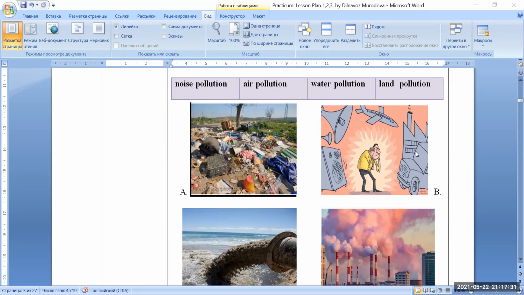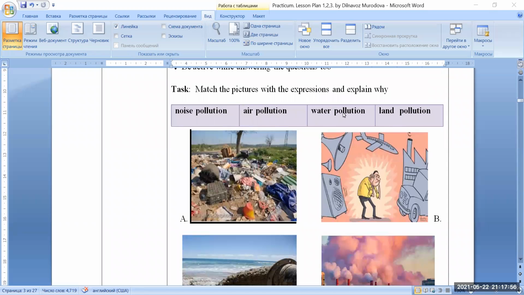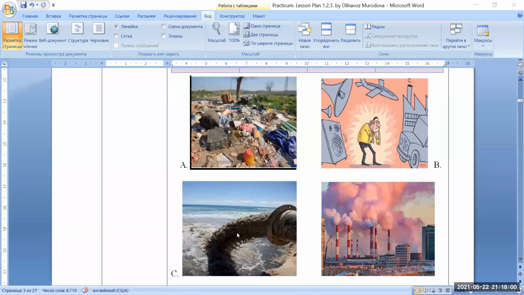The noise of the technology, cars, the speakers. Yeah, ships, planes, cars. Okay. Noise from cars, noise from airplanes, noise from factories. Yes, factories. You're right. And what about the third one, picture C? What kind of pollution is this from these types of pollution? Is it noise, air, water, or land pollution?